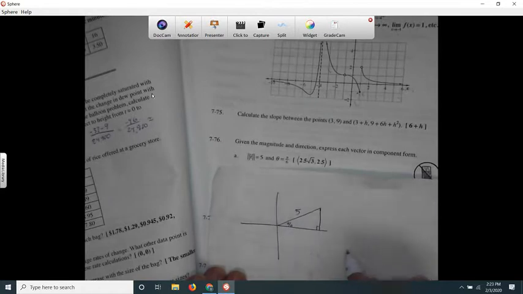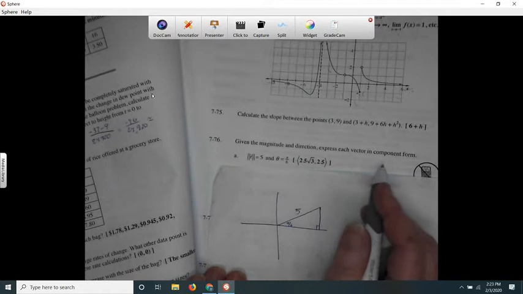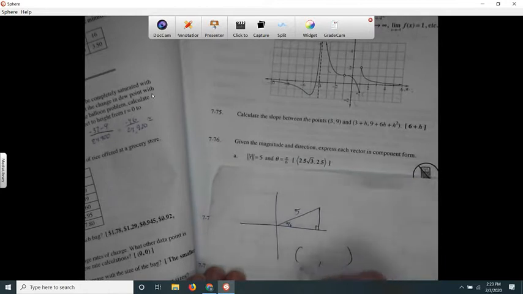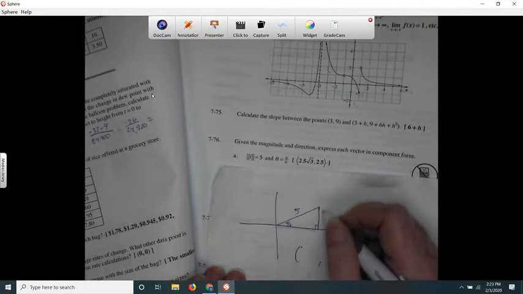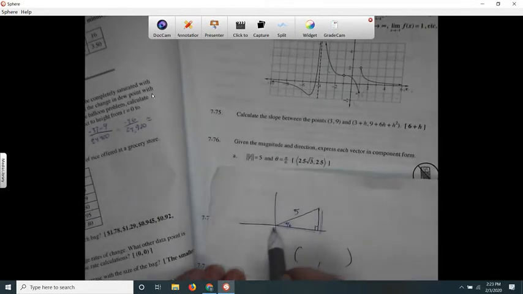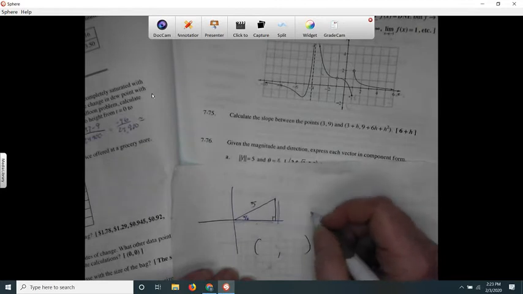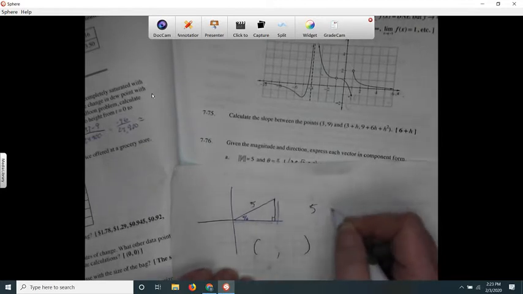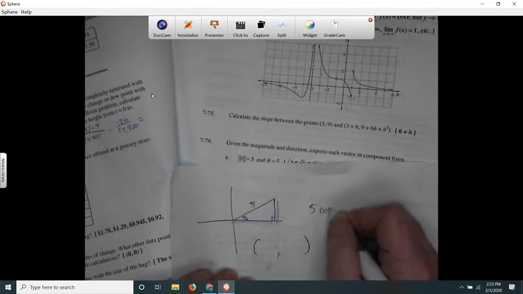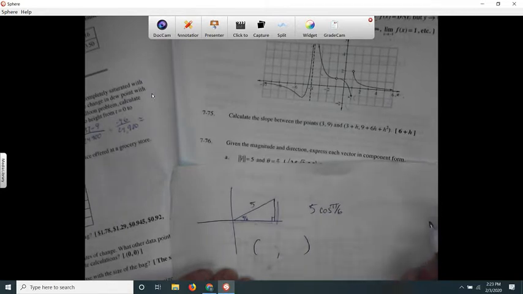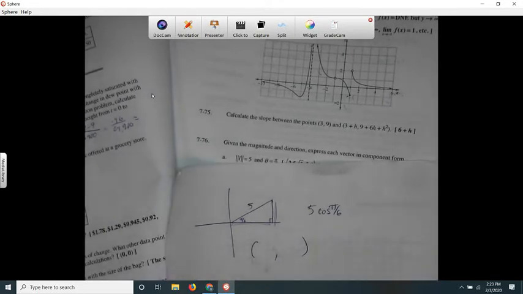And then I'll say I need component form, so I need an x, comma, y. So this x right here, I can use cosine for that, because cosine is adjacent over hypotenuse, and sine is opposite over hypotenuse. So what do I want to do here? Can't I just go 5 times cosine of pi over 6? And then what do I want to do? Just put it in my calculator?